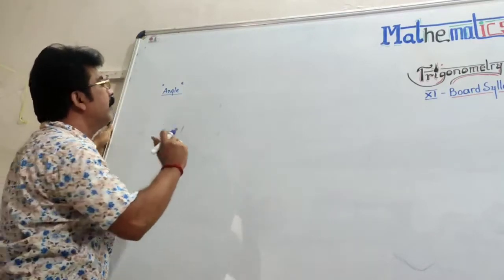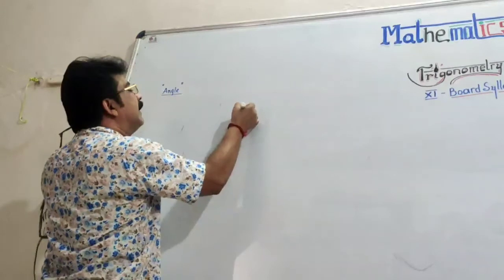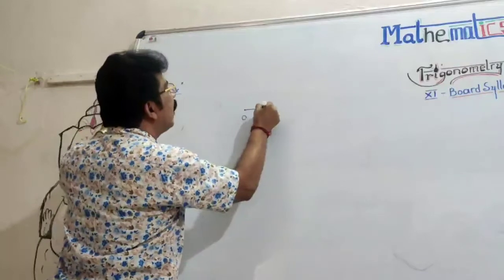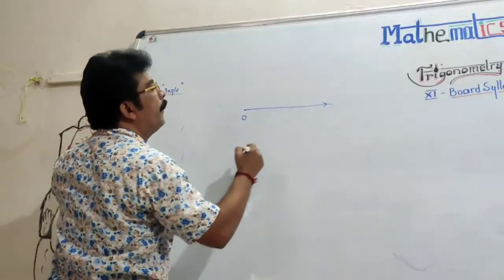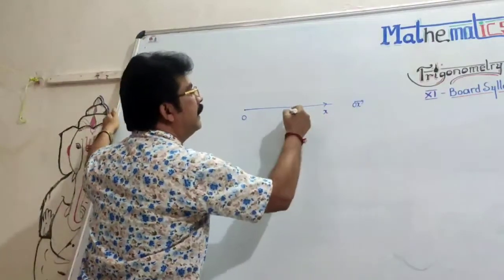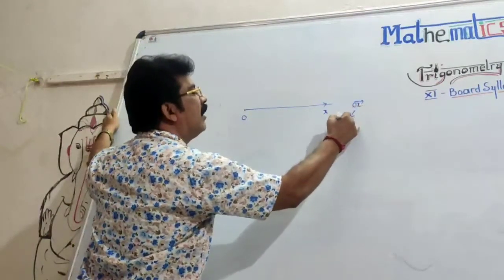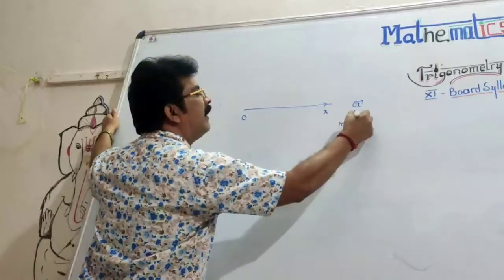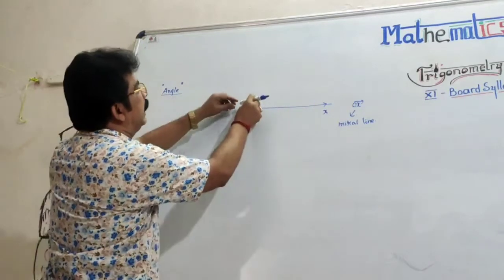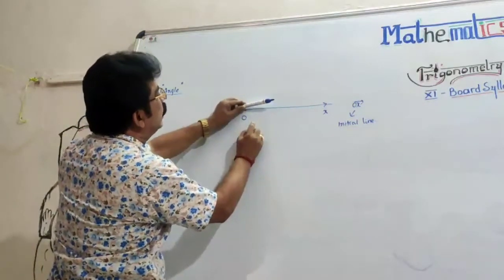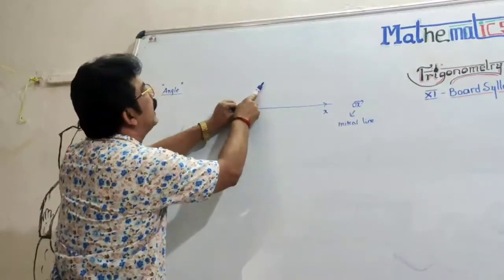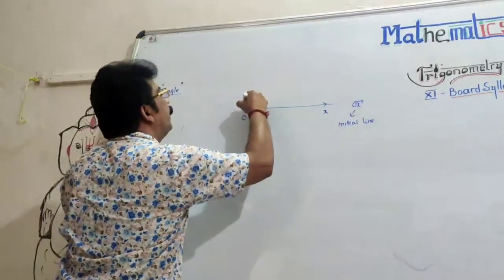Angle. First, let O be the initial point and let us draw one horizontal line through O. Let it be OX. This is the OX line. It is called the initial line. Later, let us rotate this OX line about O up to, suppose, OP.